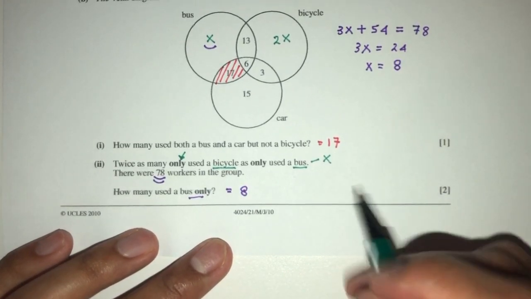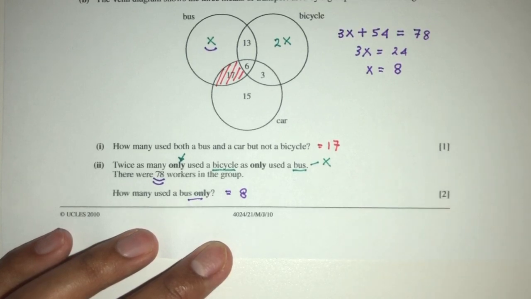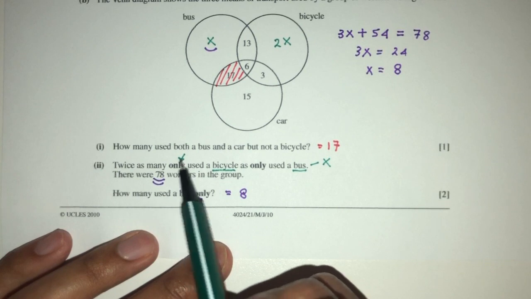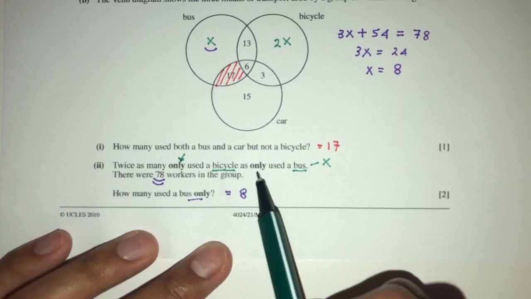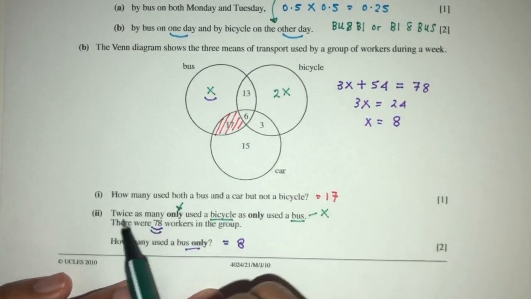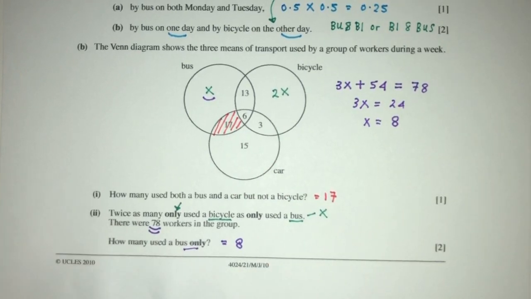Now the thing here is we have to understand what they are telling us. So understanding of English here is very important, right? Twice as many use bike as only use bus. So if you have bus as x, twice as many means 2x for the bike, and in terms of that we can solve this equation. Anyways, that will be your question number 5.